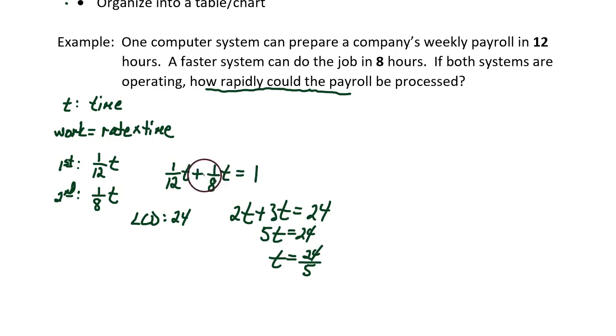Because we're asked how much time it takes to complete the payroll job, it doesn't make much sense to leave the answer as an improper fraction. This is the mixed number 5 4/5, and t is measured in hours. Working together, the computers can complete the payroll in 5 4/5 hours.